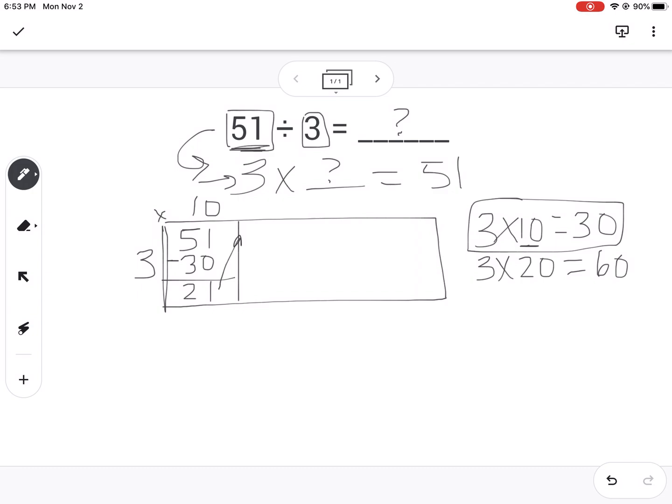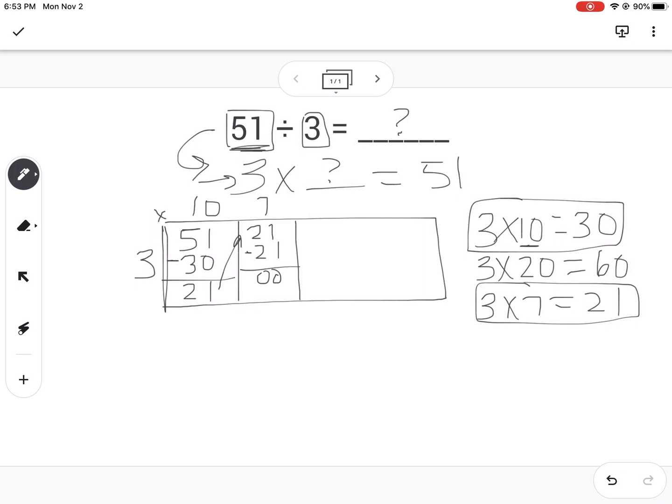I'm going to take that 21 straight up here and do the exact same step again, asking myself, 3 times what number is 21? Well, I already know 3 times 7 is 21. So I'm going to use that. I'm going to use 3 times 7, put that 7 up here. 3 times 7 is 21. And if I subtract, I'm left with 0 down here. When I have 0 left, I know I'm finished.